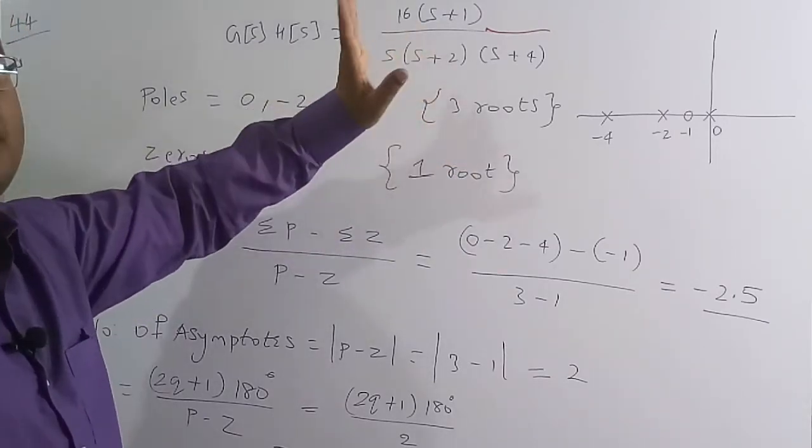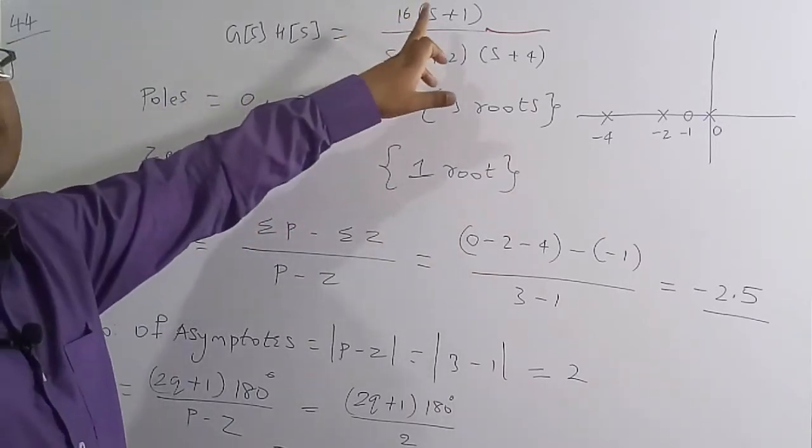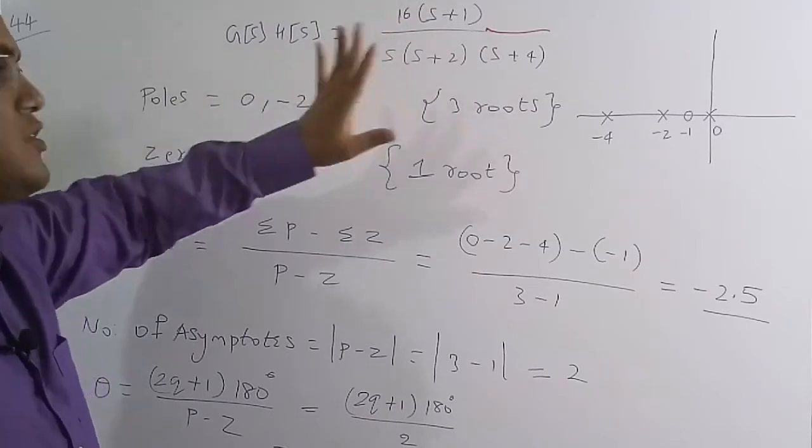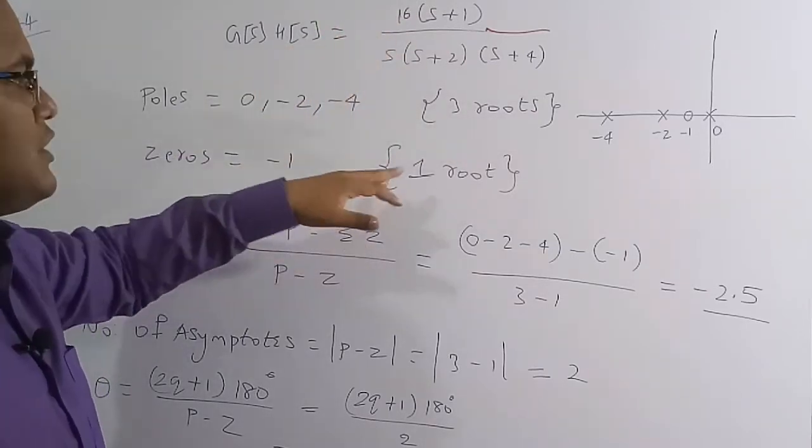Now we need to find the number of zeros. Zeros are nothing but the roots of the numerator set equal to 0. What we got in the numerator is called a zero. Therefore it is minus 1. So there is only one zero.